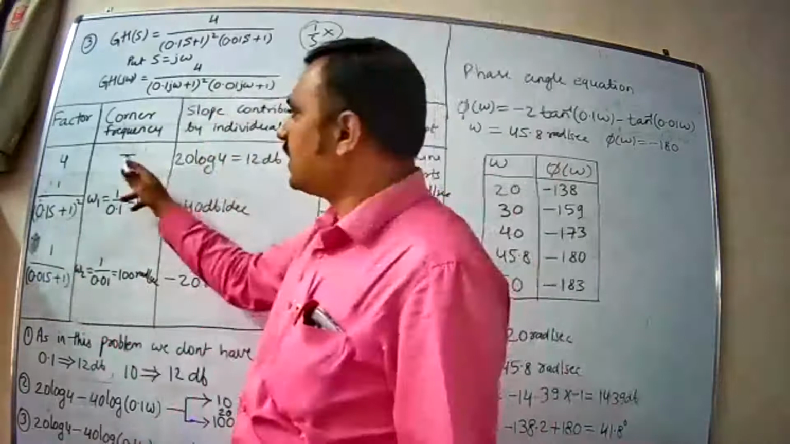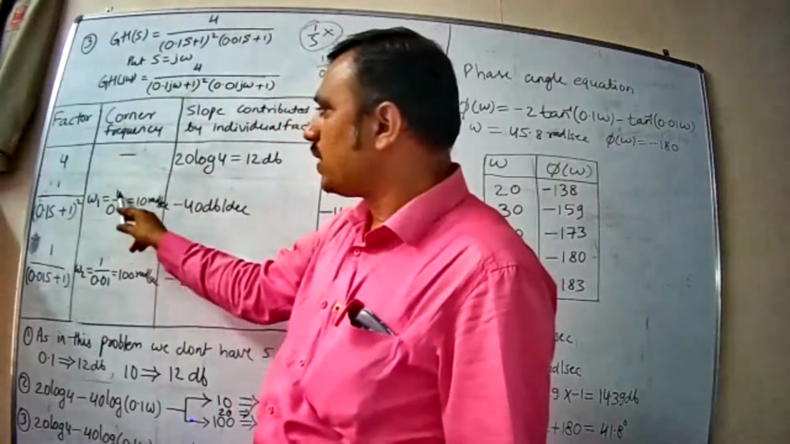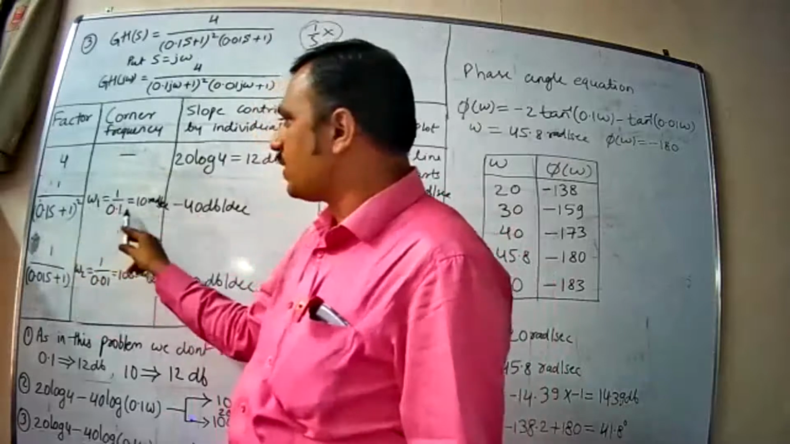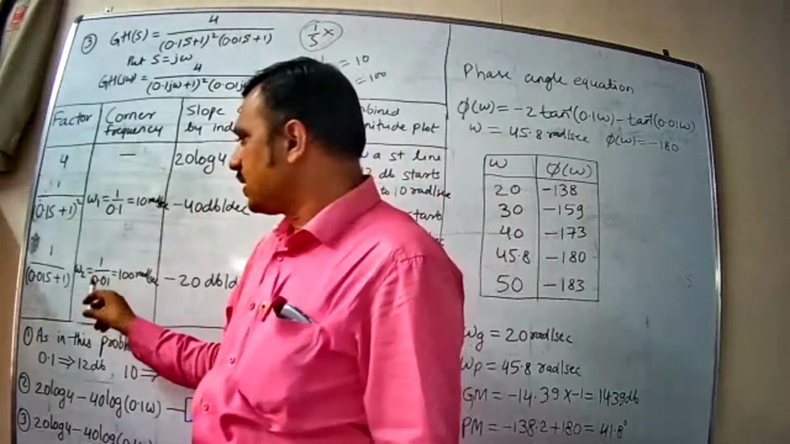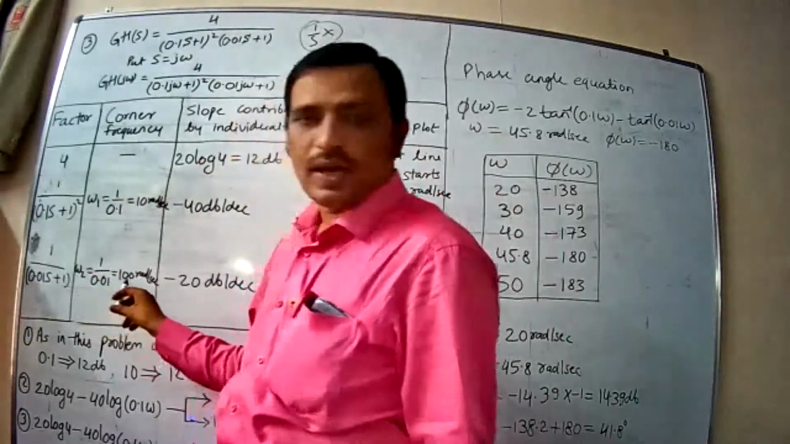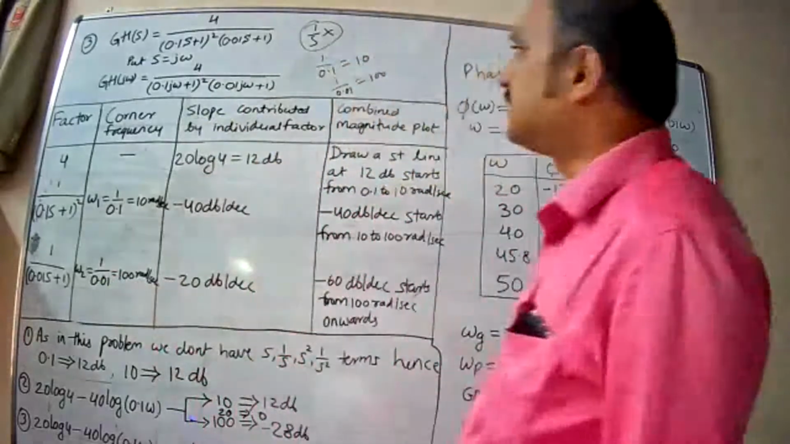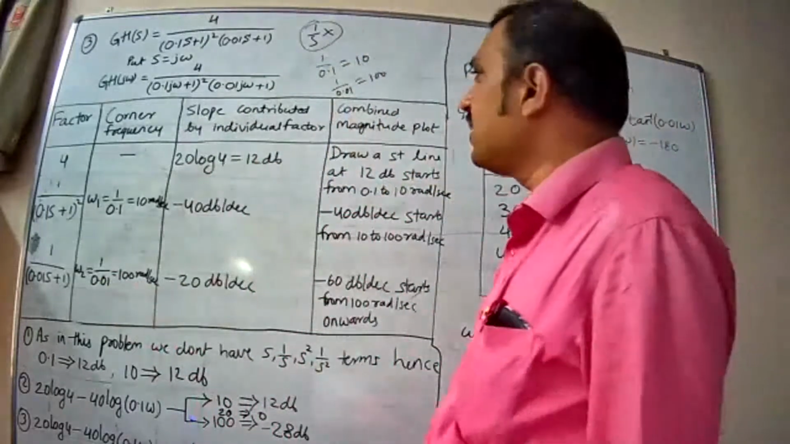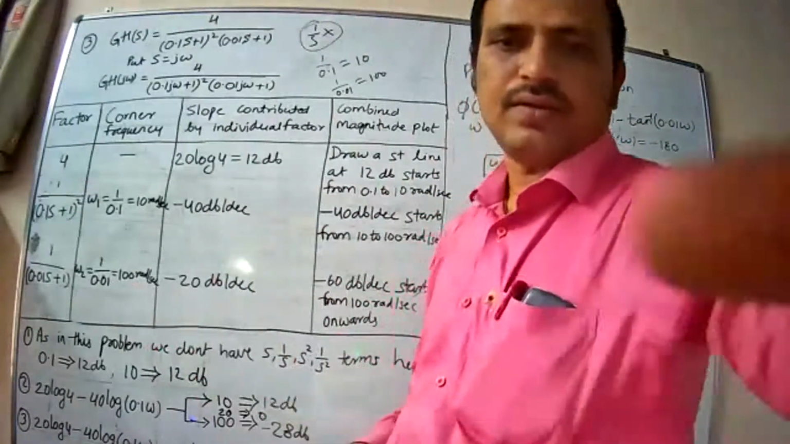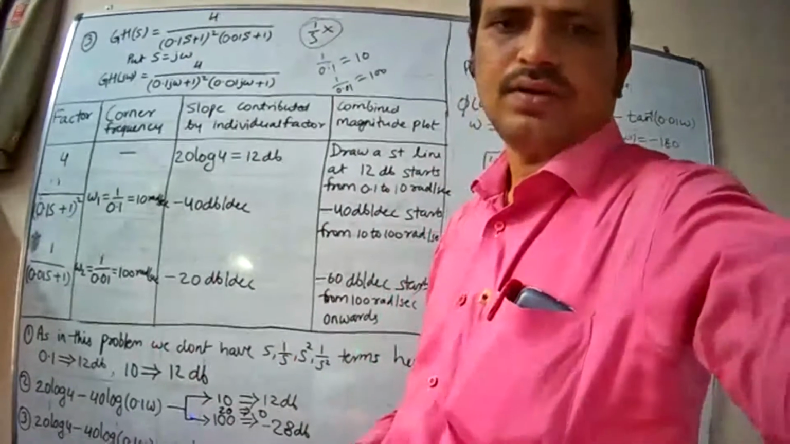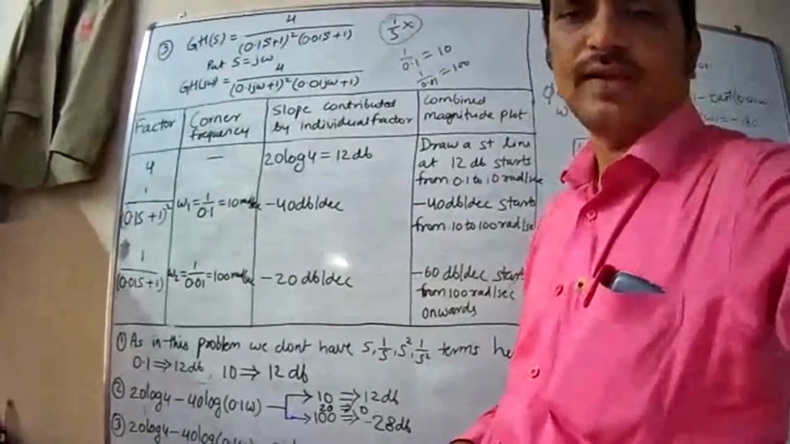Next, corner frequency. Again, there is no corner frequency for the constant. For this term, omega 1 is equal to 1 divided by the coefficient of s, that is 0.1, that is equal to 10 radian per second. Next, omega 2 is equal to 1 divided by 0.01, that is equal to 100 radian per second. Next, when you come to the third column, slope contributed by the individual factor.